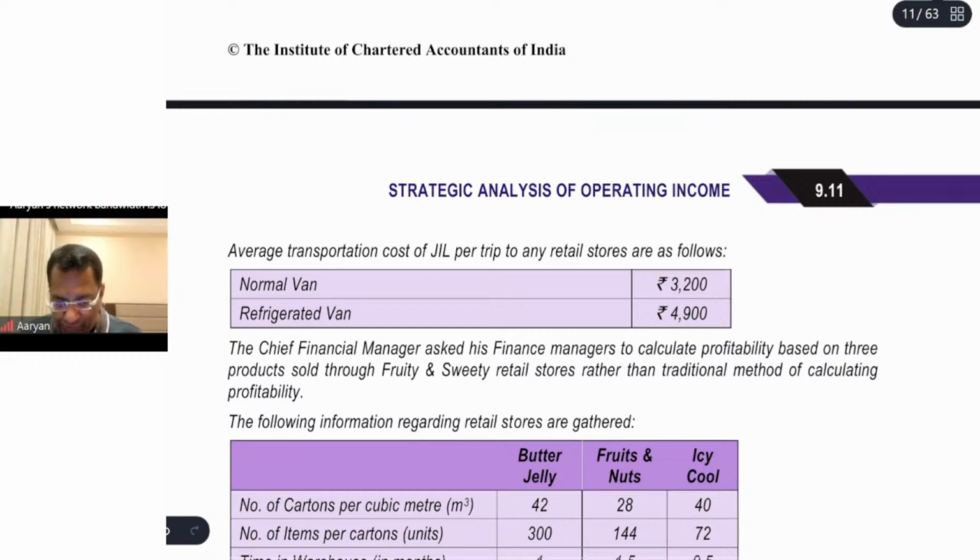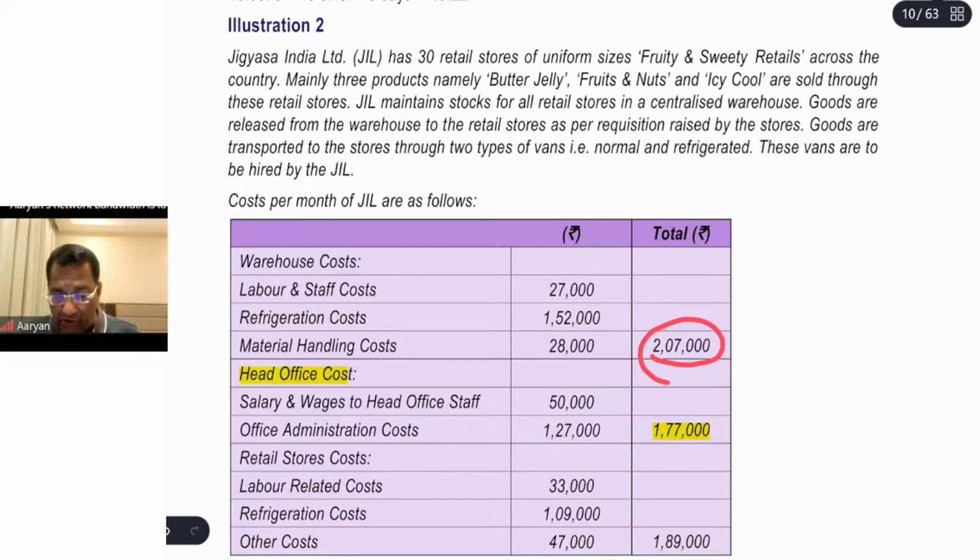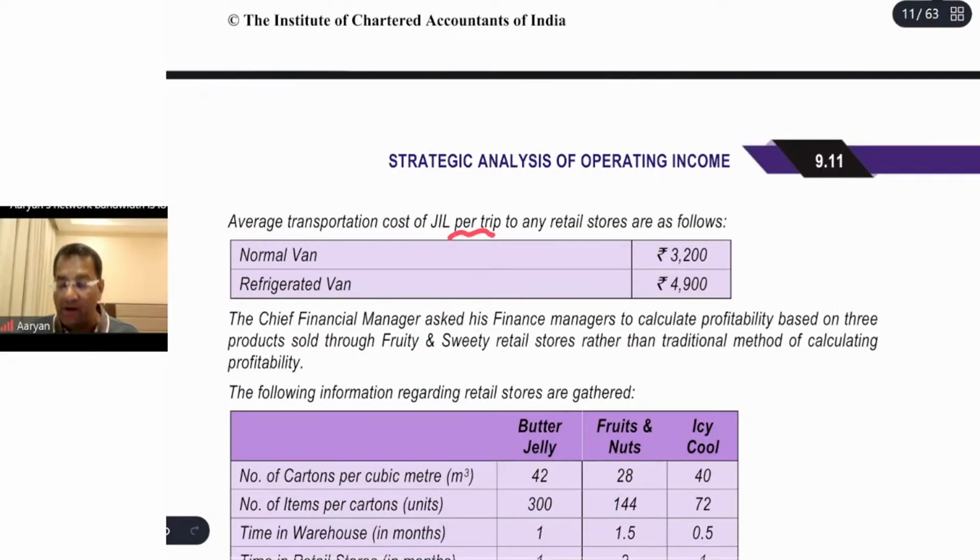Now, transportation cost is given to you. Transportation cost is given on per trip basis. And this cost of 2,07,000 and 1,89,000 are given on per month basis. ध्यान रखिएगा बेटा, in the whole question the denomination is very important. Some costs are given to you on per month basis. Some costs are given to you on per trip basis.